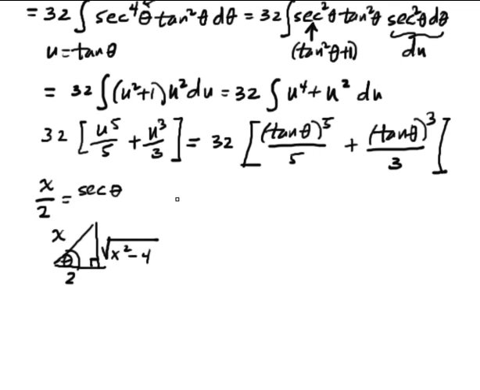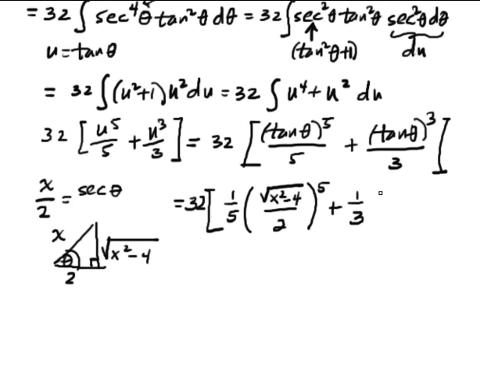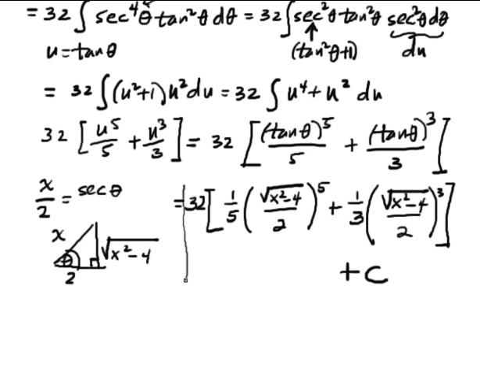All right, so finally, we'll get our integral in terms of x. So we can put the 1/5 here, and we have square root x squared minus 4 over 2 to the 5th. And then I'll put the 1/3 over here, and again, tangent, square root x squared minus 4 over 2 cubed. And now I'll add in the plus c. So there we have our solution.